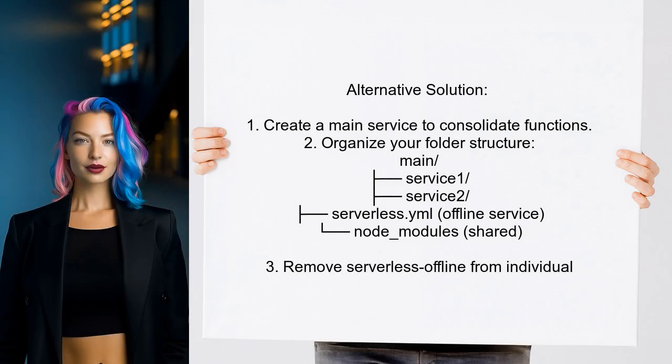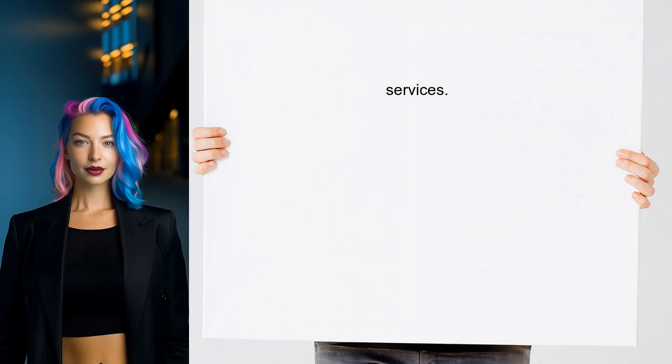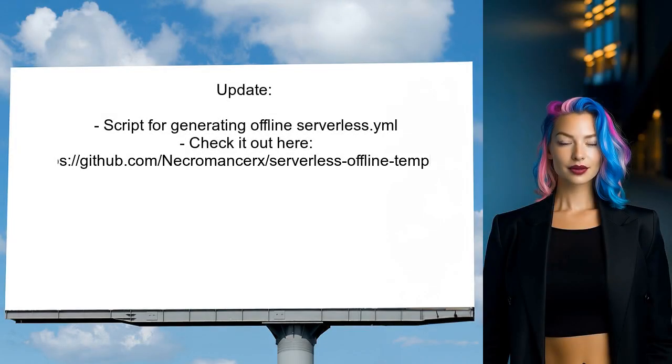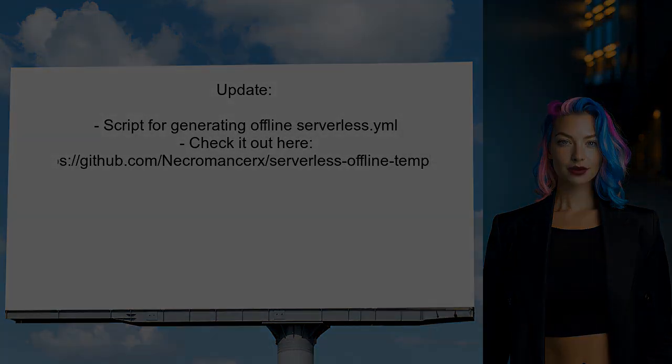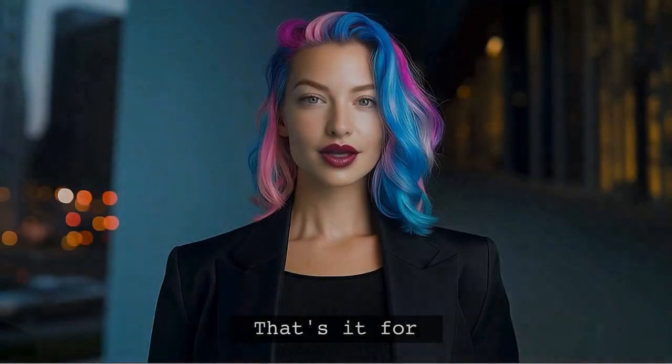One alternative approach is to create a separate service that consolidates all functions from your other services. This way, you can manage multiple API gateways more efficiently. Additionally, the user has developed a script to generate the offline serverless.yml configuration automatically. You can find this script at the provided GitHub link. That's it for that response.